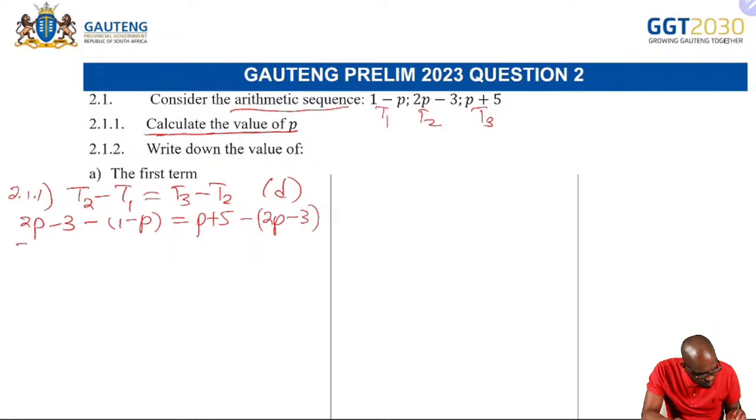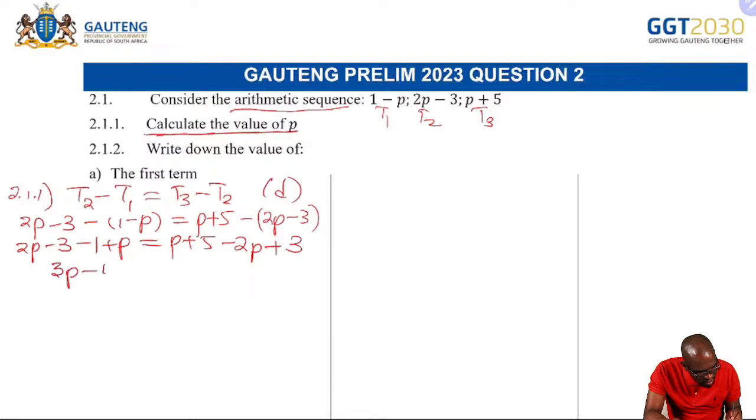Now, if you open these brackets using distributive law, you get that this is minus 1 plus p, this is p plus 5, minus 2p plus 3. Like that. Now, when you simplify this, you get that 3p minus 4 is equal to minus p plus 8. Now, obviously, we are trying to simplify and solve for p, so we're going to transpose that.